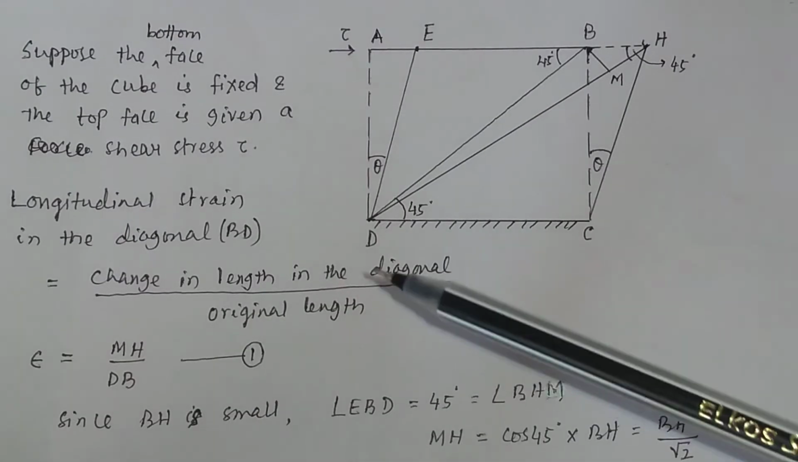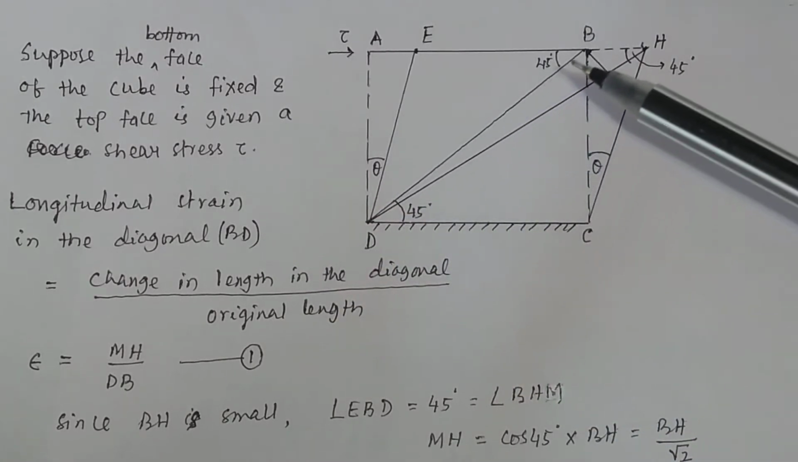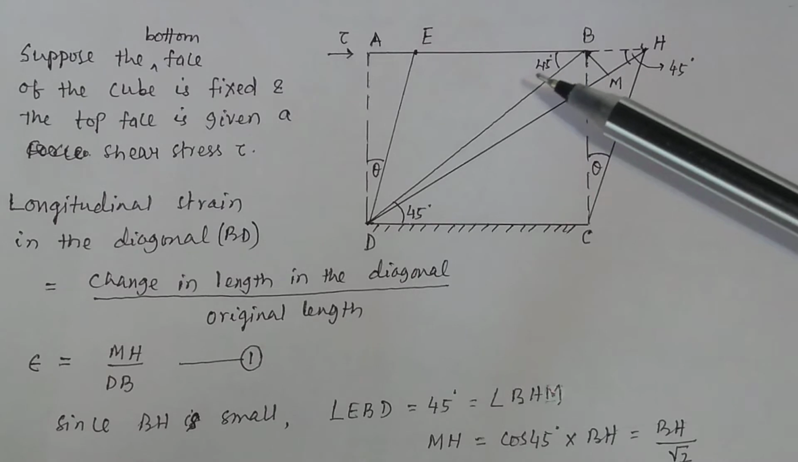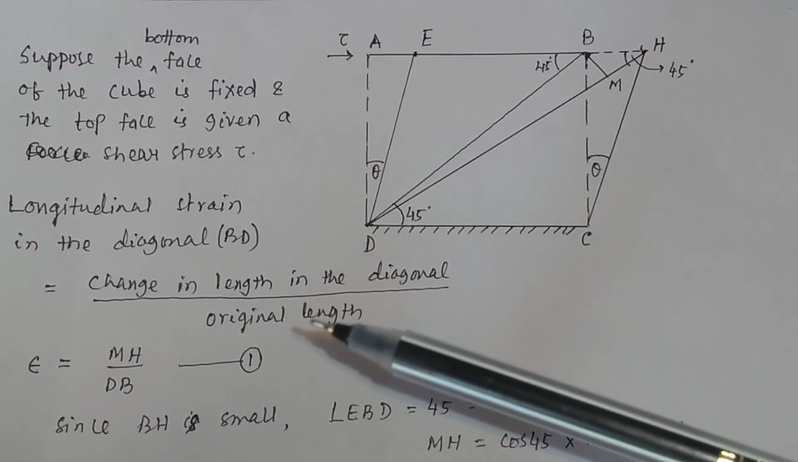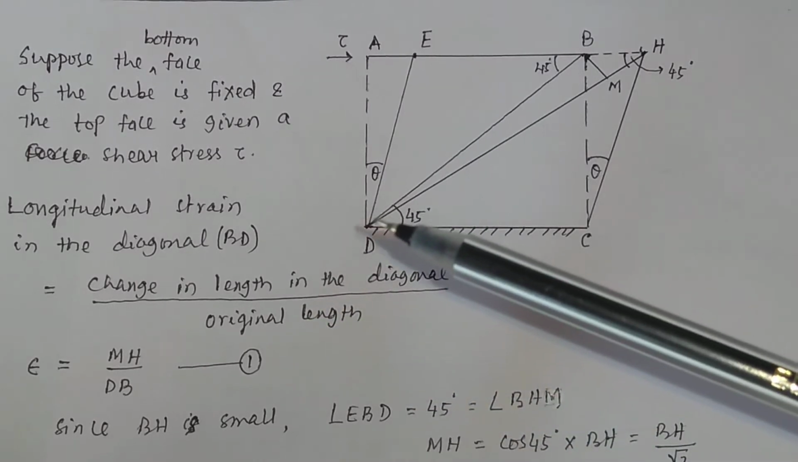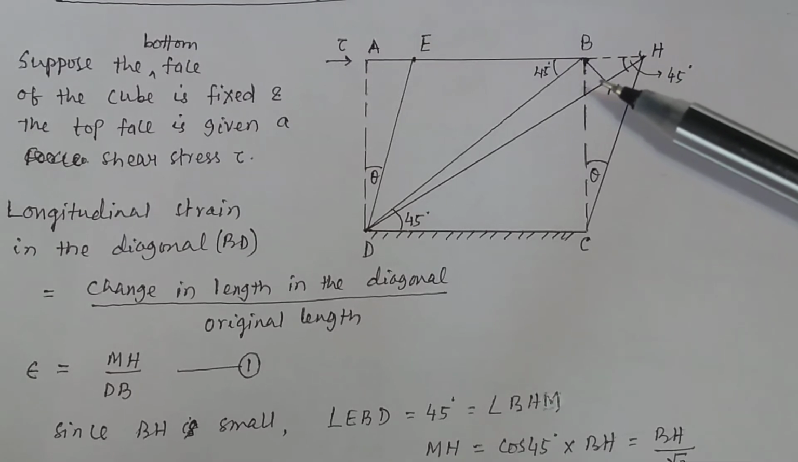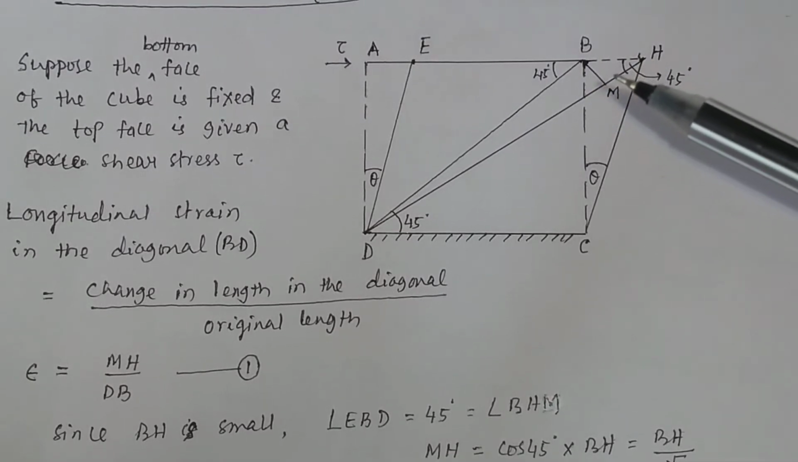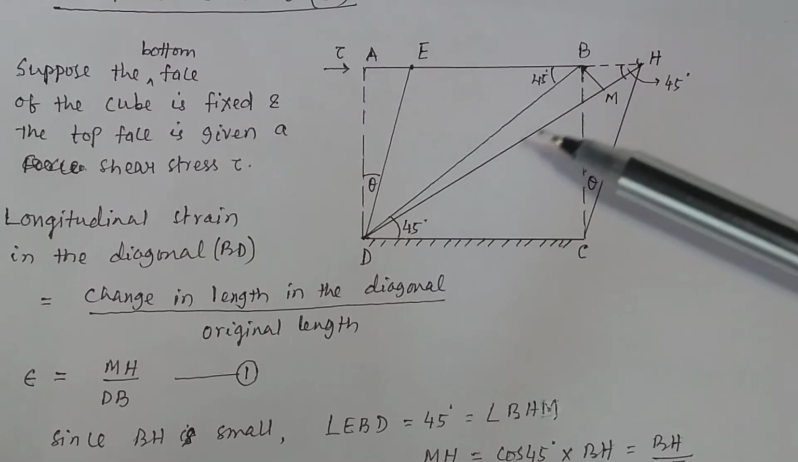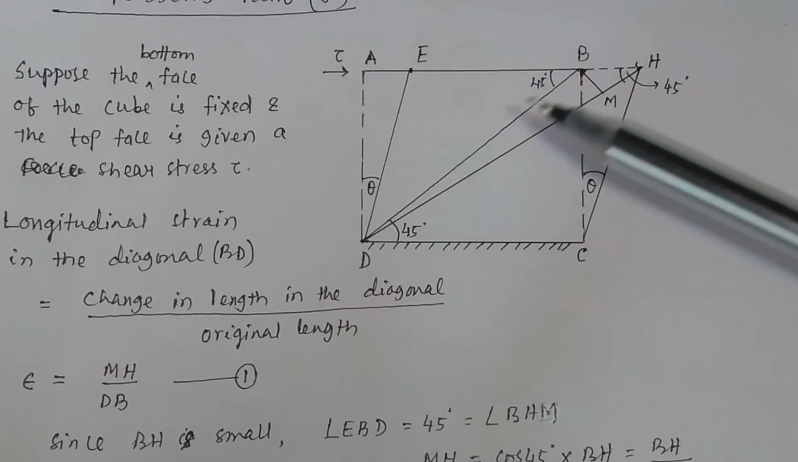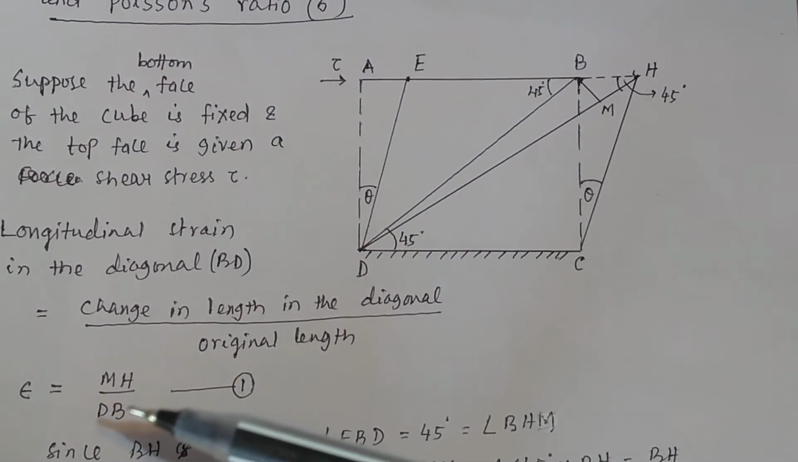Now we will calculate the longitudinal strain of this diagonal BD or DB. The longitudinal strain is equal to the change in length in the diagonal divided by the original length, and the change in length is MH. If you draw a perpendicular here, then this length will be the change in length. So this change in length will be equal to MH, and the original length is equal to DB. So the longitudinal strain epsilon will be equal to MH divided by DB.